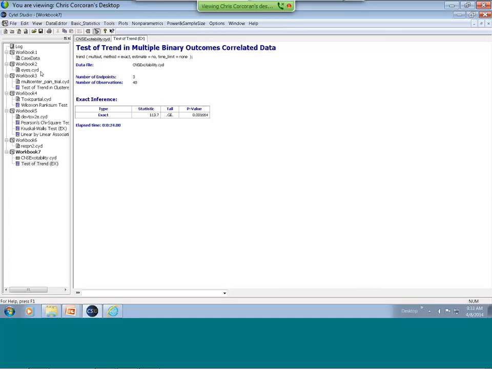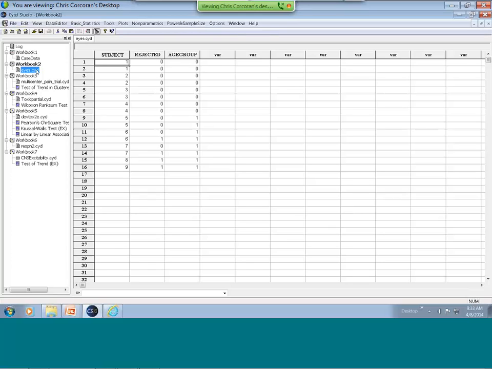So here in StatXact, I've already opened up many of these data sets just to save us some time, but here is the data set that represents the data from the Corneal Graft example. So you can see we actually have 16 observations because the rows here represent individual eyes. The first variable is subject, which represents the child. So these two rows correspond to the two eyes that receive corneal grafts for the first child. The next variable tells us whether or not each of those eyes was rejected.